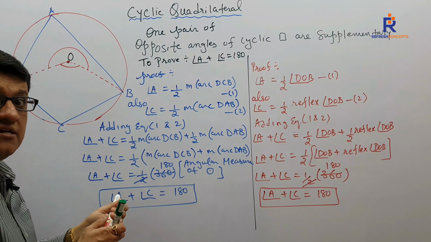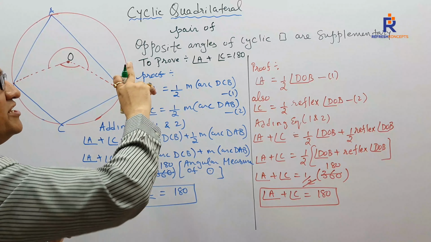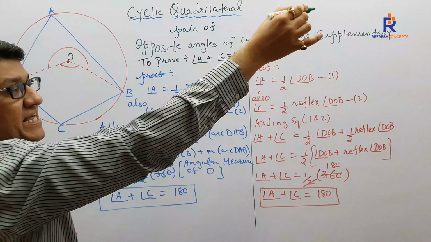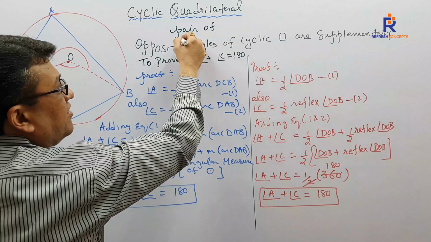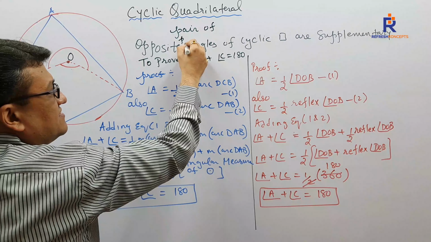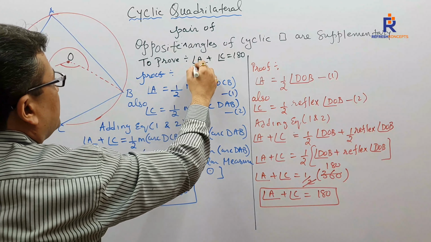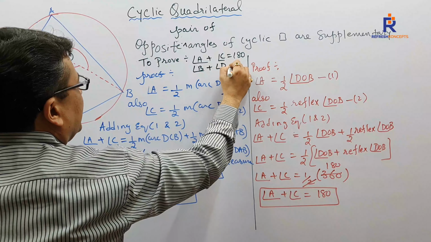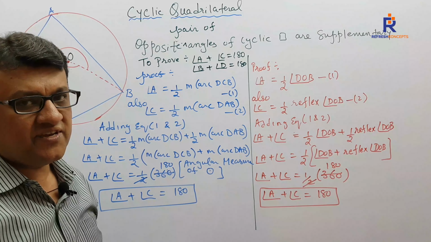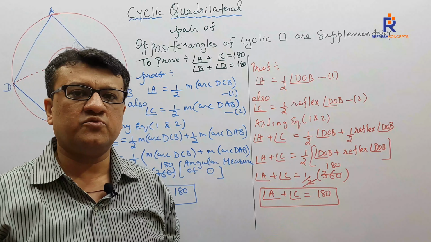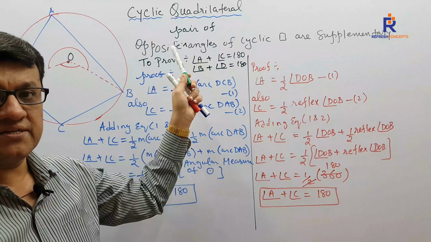Those who are thinking that it's only one pair, let me correct myself. It is always written as: opposite pairs of angles of a cyclic quadrilateral are supplementary. So you can say A plus C is 180. At the same time, you can always say B plus D is also 180. Though we haven't proved it, similarly we can prove B plus D is also 180. Very, very, very important property of a cyclic quadrilateral.